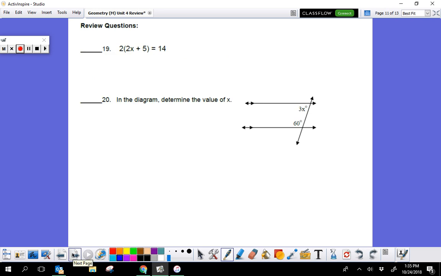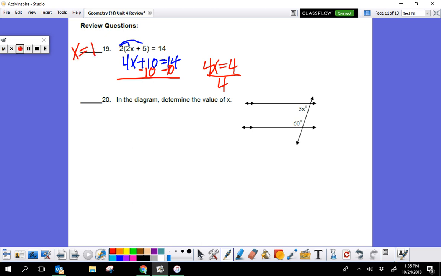Okay, number 19, these are just review questions. So here I'm just going to distribute this 2. That's 4x plus 10 equals 14. I'm going to subtract the 10. So I have 4x equals 4. Divide by 4. So that means x would equal 1.